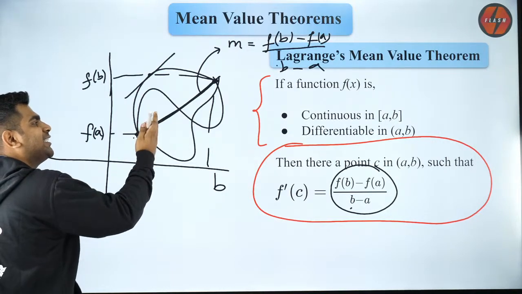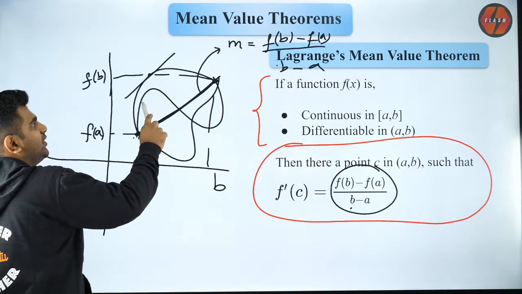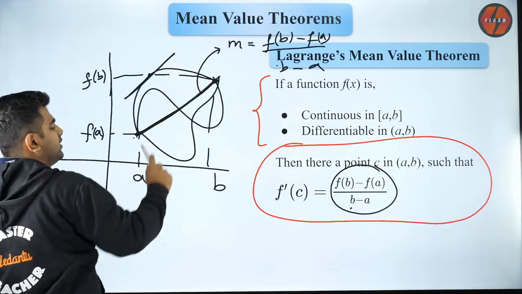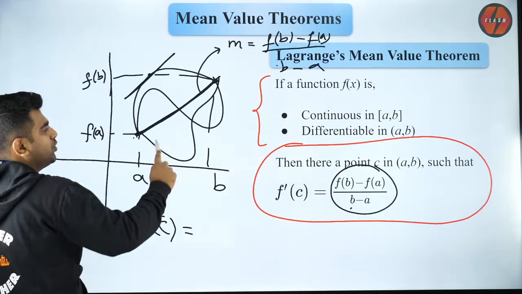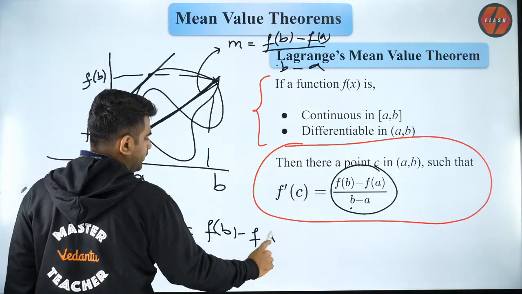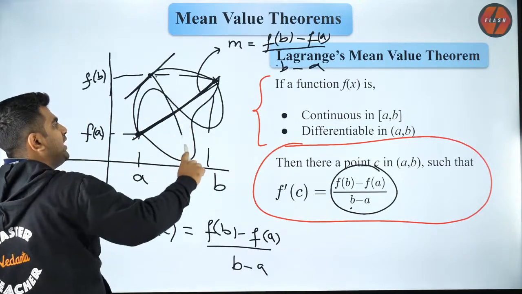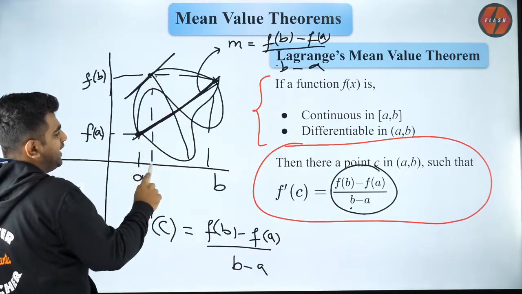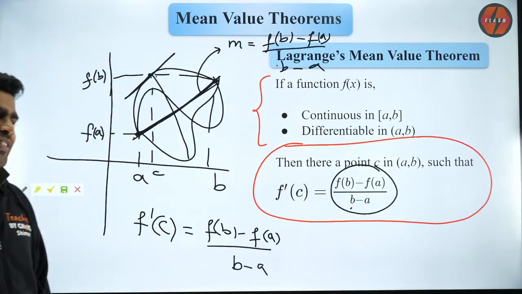But here it is oblique. So this is a more generalized form. So that's it. The slope of this, that is f dash of c, should be equal to the slope of this, which is f of b minus f of a by b minus a, for at least one point c in between a and b. So this is in between a and b, right? That's it. Got it? Amazing, no?